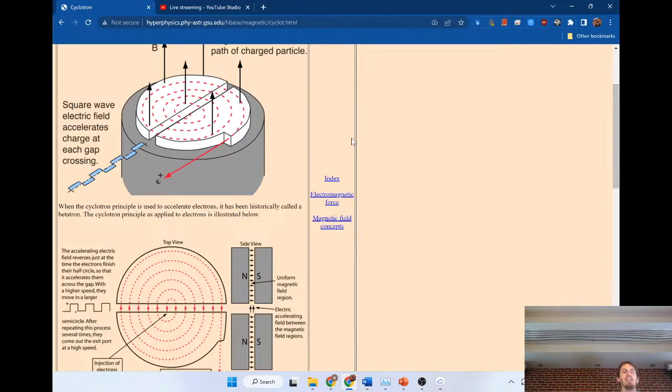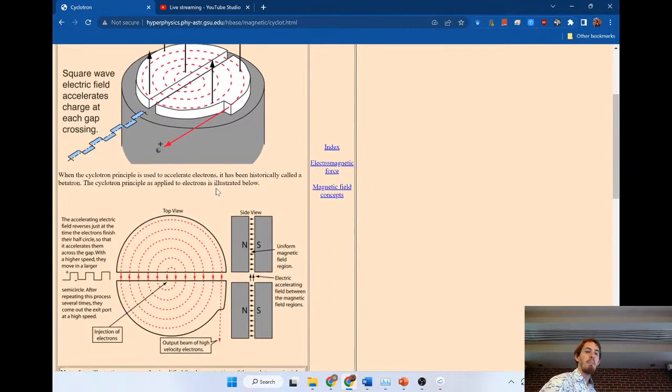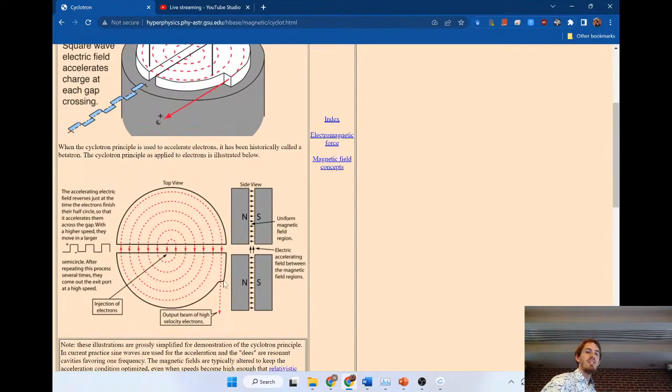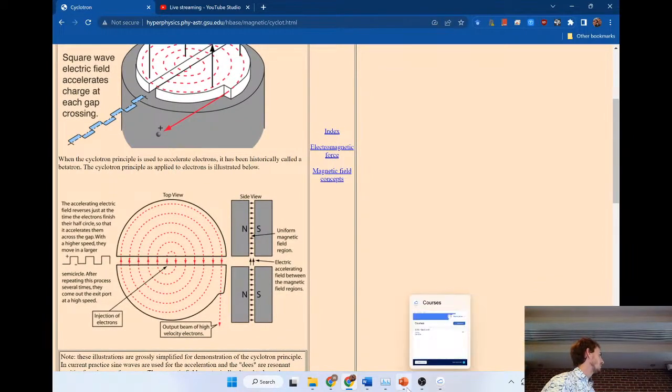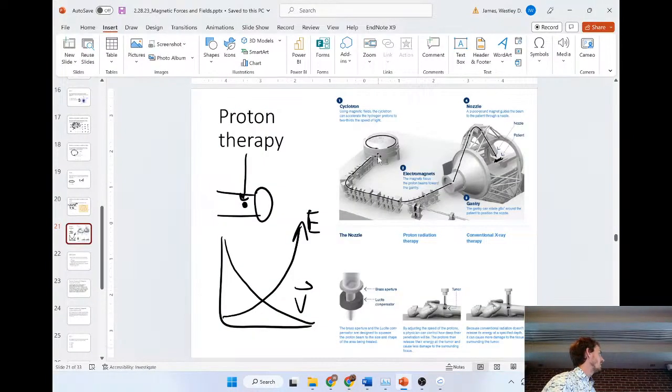Now it's making a slightly bigger circle. It swings back around, goes across the gap, gets a little faster, swings back around. The magnetic field is just making it go in a circle, and that circle gets bigger and bigger as it gets faster and faster. At some point it gets fast enough that it can exit here, and that's when it passes through. We go back to our original picture: there's this pathway for it to travel, and eventually it exits a tip into the patient.